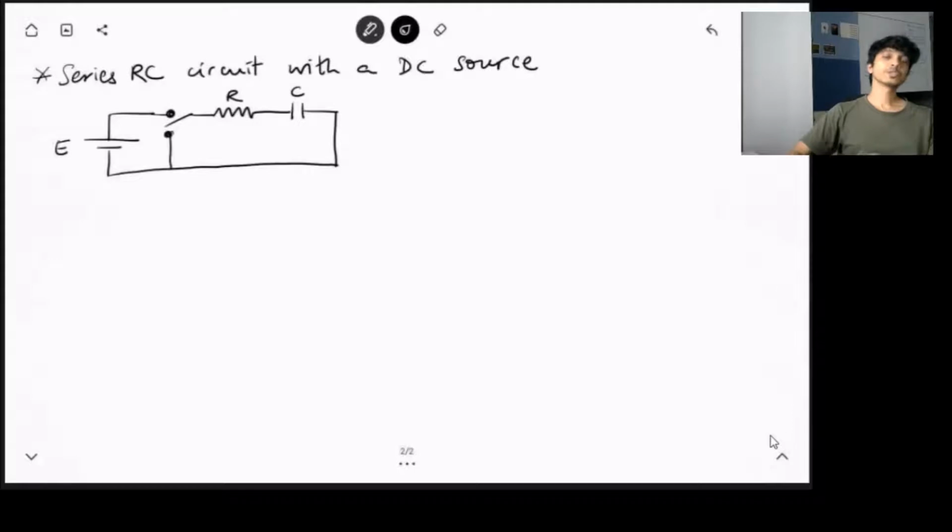What is the maximum charge that you can store on this capacitor? So typically Q is C times V, V being the potential difference. Now in this circuit, the maximum potential difference that you can ever achieve is this source voltage E itself. So the maximum charge on the capacitor, let's call it Q0, is C times E.